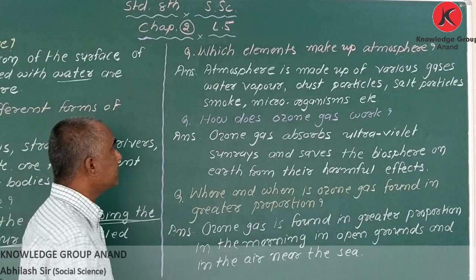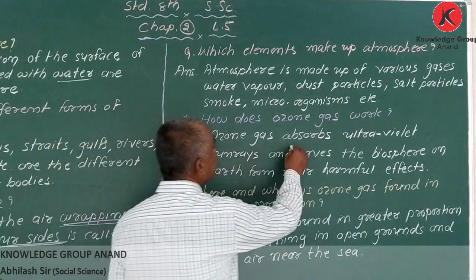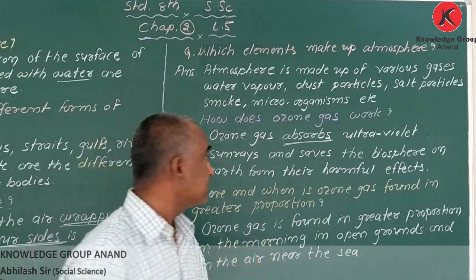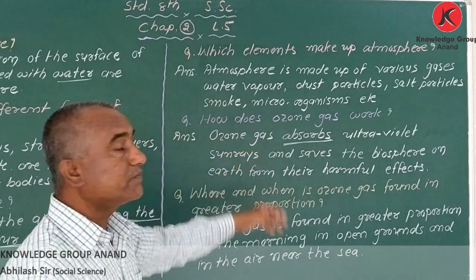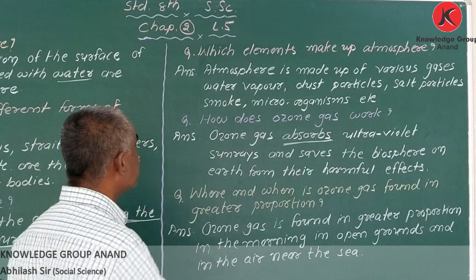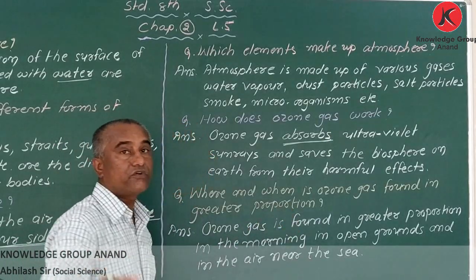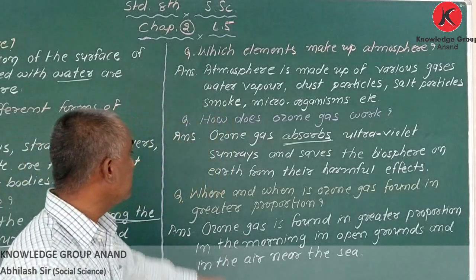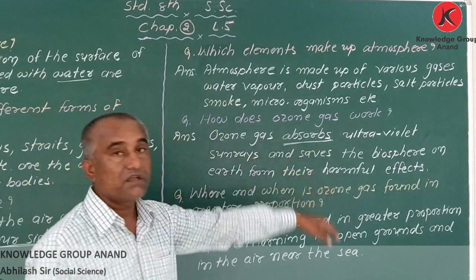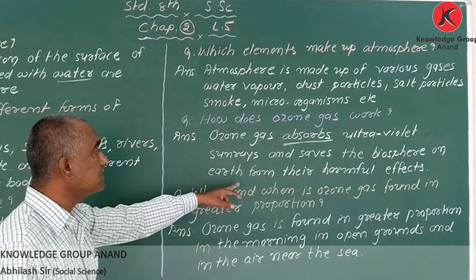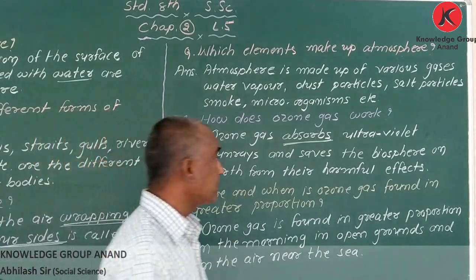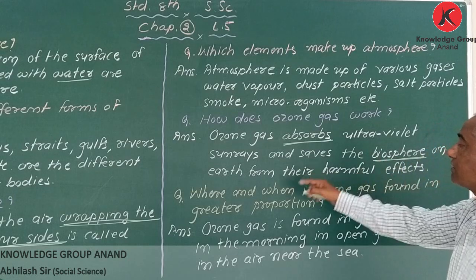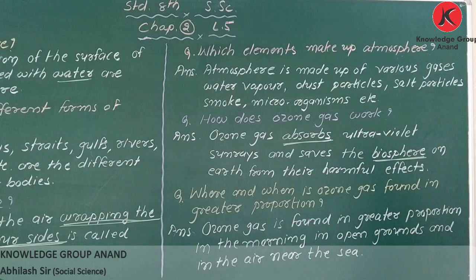Okay, so here I have written, ozone gas absorbs ultraviolet sun rays. Ultraviolet sun rays means very hot. So ozone gas absorbs ultraviolet sun rays and saves the biosphere on Earth from their harmful effect.